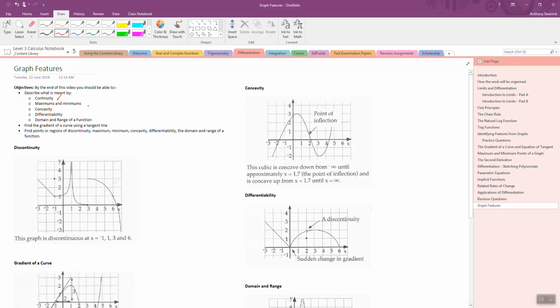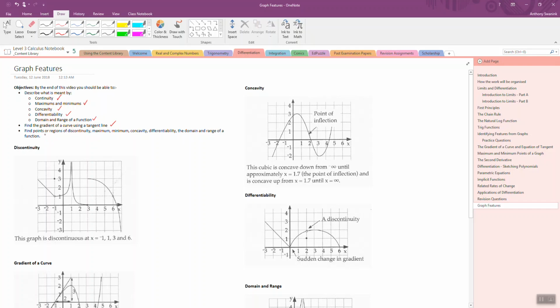Okay, so this here, what we mean by maximums and minimums, the idea of concavity, differentiability, and what's meant by the domain and range. We're also going to have a look at how the gradient at a point on a curve can be found using something called the tangent line. So we'll use Graphmatica for a bit of that. We'll also hook back into these terms here.